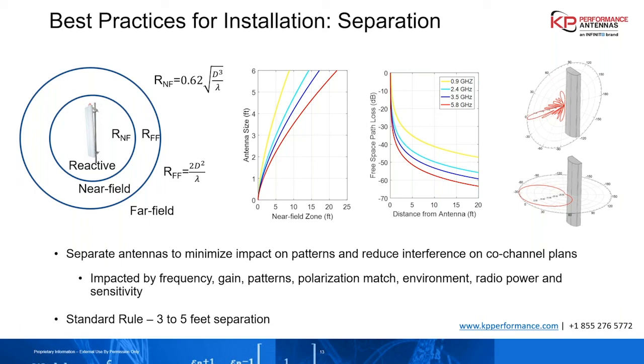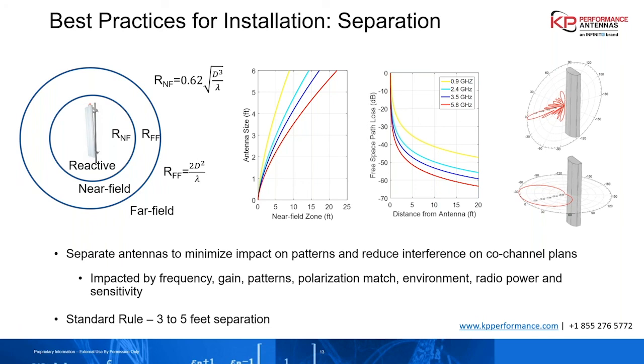But if you're worried about isolation and reducing interference on co-channel plans, you actually want to separate them farther out as you go down in frequency, because the free space path loss decreases. So you don't get that natural isolation just due to space between the two antennas at the lower frequencies. So let's say at 0.9 gigahertz, 900 megahertz, you're going to want maybe up to 7 feet of separation, especially if you have some channel sharing going on between two different sectors.